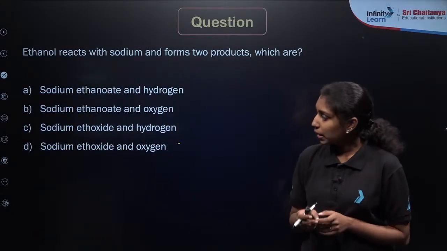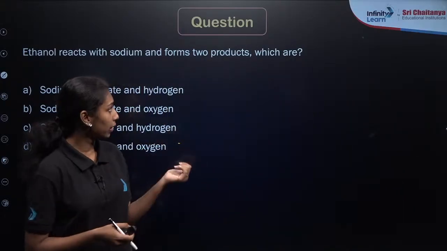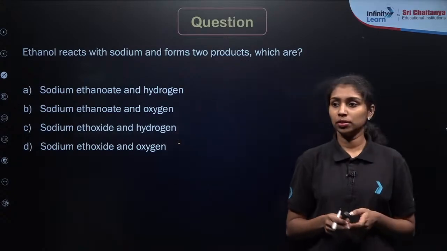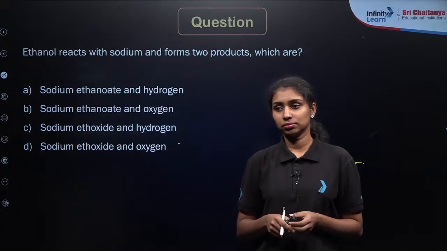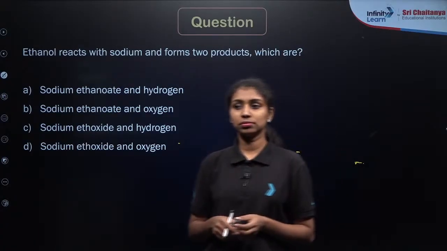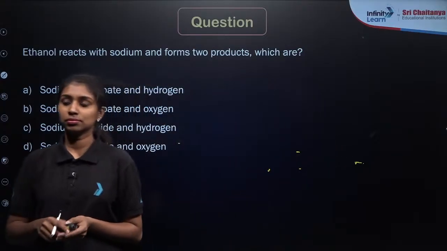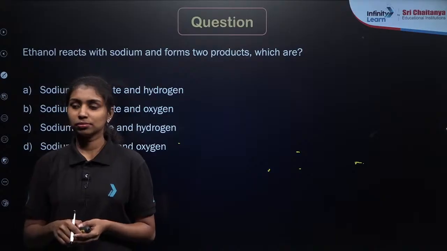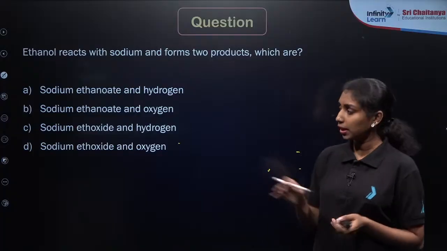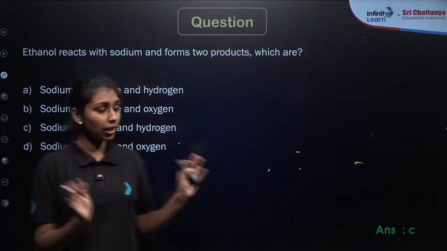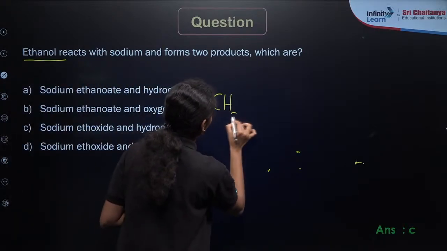Read the options carefully. You may get confused here. Try to write down the chemical equation for this reaction. Yes, option C is the correct answer. Are you sure it is correct? Sodium ethoxide plus hydrogen, right? So how do we write the equation for the chemical reaction here? Ethanol means CH3CH2OH, right?